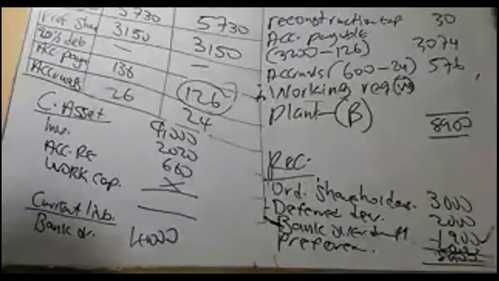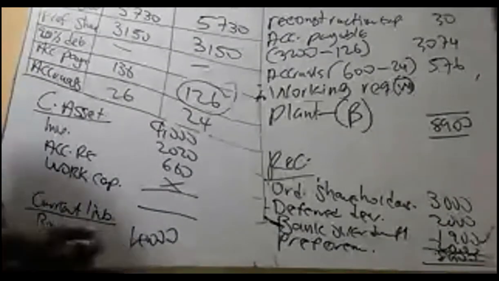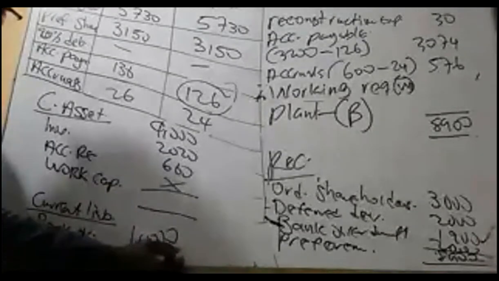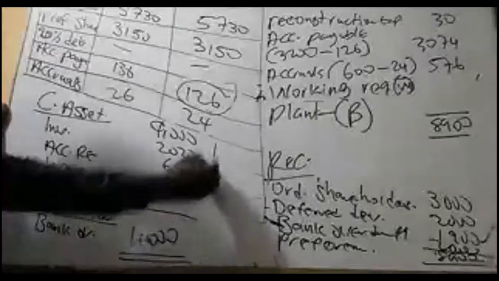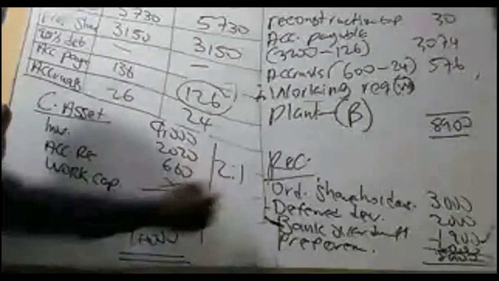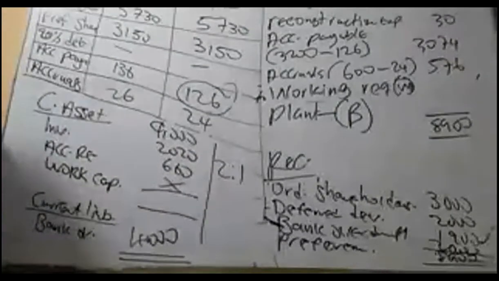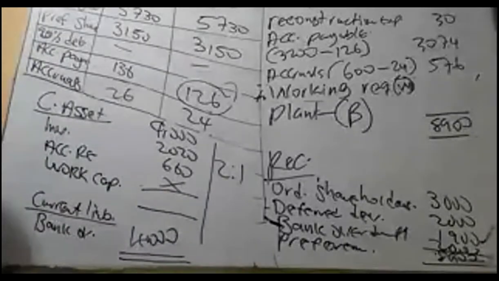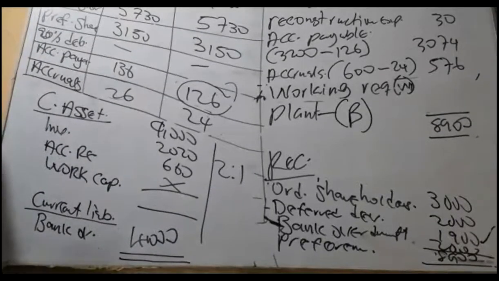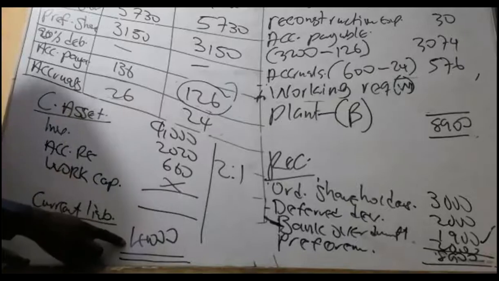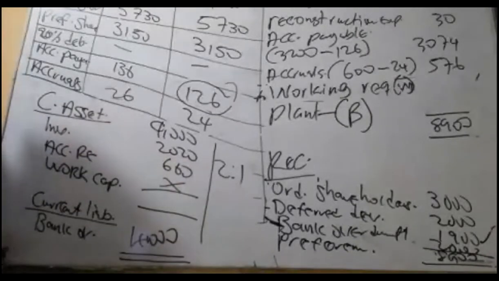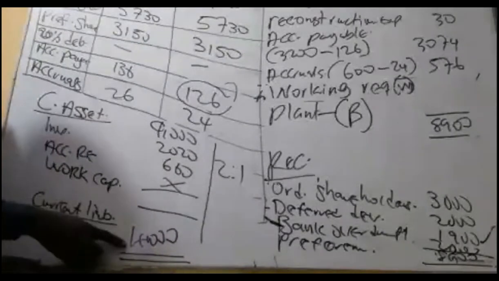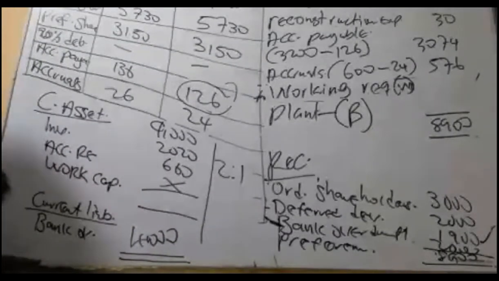So if I'm using the full amount, the only current liability is 4,000. And now we have assumed that the current ratio must be what? 2:1. It means that for every one current liability, there must be how many current assets? Two. For every one current liability, there must be what? Two current assets. So if my current liability is 4,000, what will be my current asset?